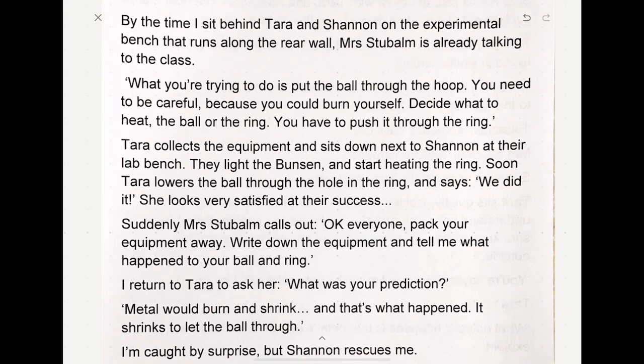Tara collects the equipment and sits down next to Shannon at their lab bench. They light the Bunsen and start heating the ring. Soon Tara lowers the ball through the hole in the ring and says, "We did it!"